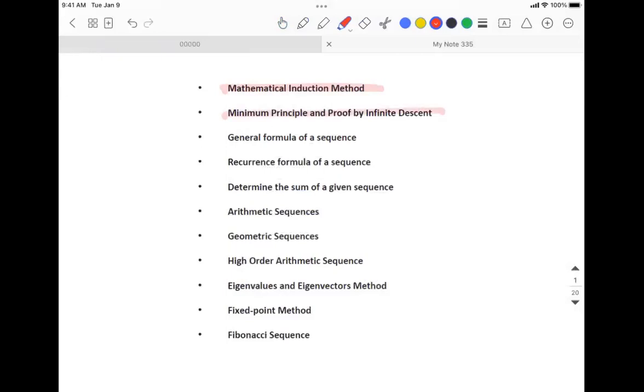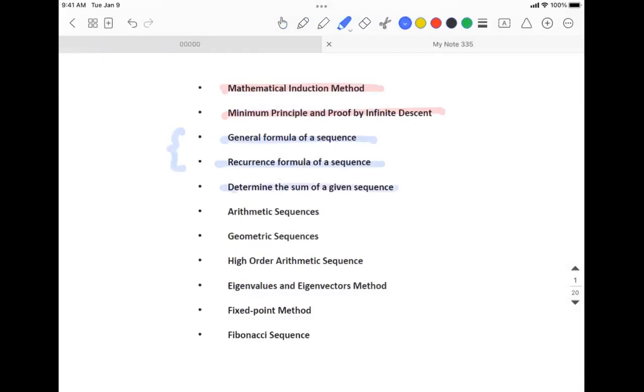We're going to spend a very quick time talking about the minimum principle and proof by infinite descent. This is a very flowery way to solve a problem. Then, because the lecture focuses on sequences, we're going to spend the majority of our time talking about the basic properties and the solution strategies for sequence-related problems. We're going to talk about the general formula of a sequence, which is a very important property for a sequence. We're going to talk about the recurrence formula. These two formulas are considered to be twin brothers. They are two formulas that represent the properties of different terms within the sequence.